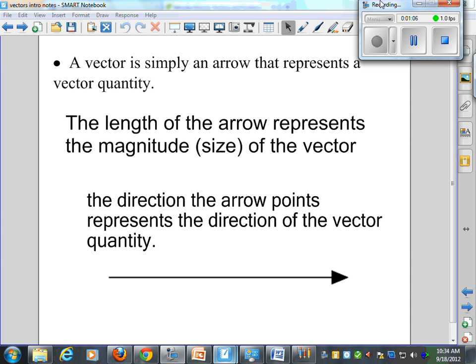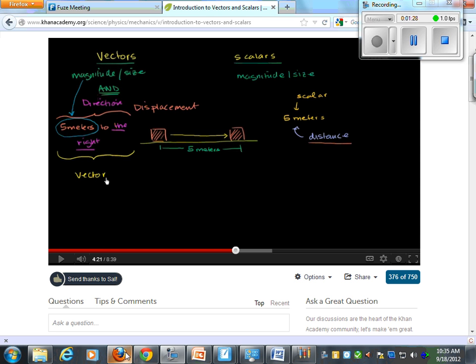A little bit of a small detail, really, right? A vector quantity is something like displacement, okay? The vector is just the arrow itself. Now, did he draw an arrow? I think he drew an arrow, didn't he? Yeah, he drew an arrow there, right? But he sort of just showed it as moving, right?